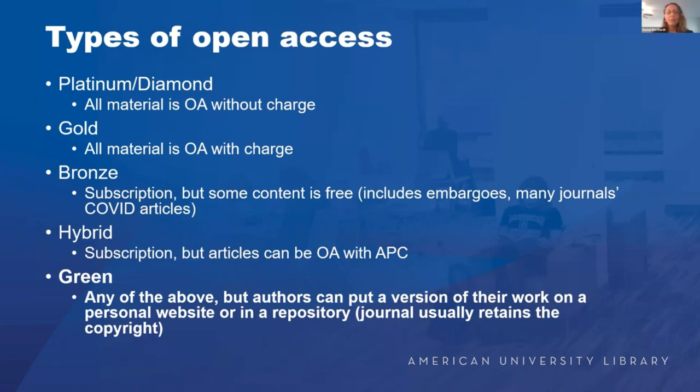The most common way that people tend to think about this, especially in the sciences, is something called a preprint. So it's an earlier version of a manuscript before the final published version, either what you've submitted or what has been accepted, but not the final copy edited version that the journal would produce.